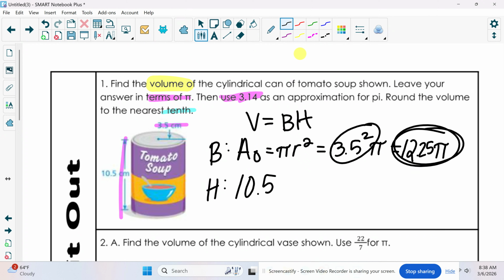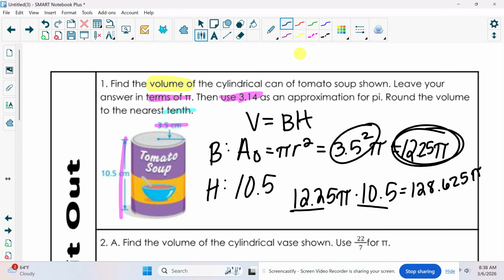So then what do we do with those two numbers? Times it. So we have 12.25 pi times 10.5. So just pretend like the pi is a variable at the moment. Like pretend it's an x. Okay? Multiply these two together. 128.625 pi, right? But we're supposed to round it to the nearest tenth, so it'd be 128.625. The 6 is in the tenths place. It looks to the 2.